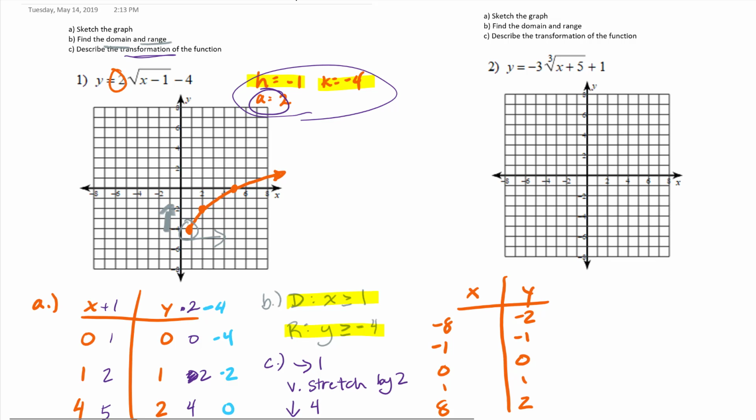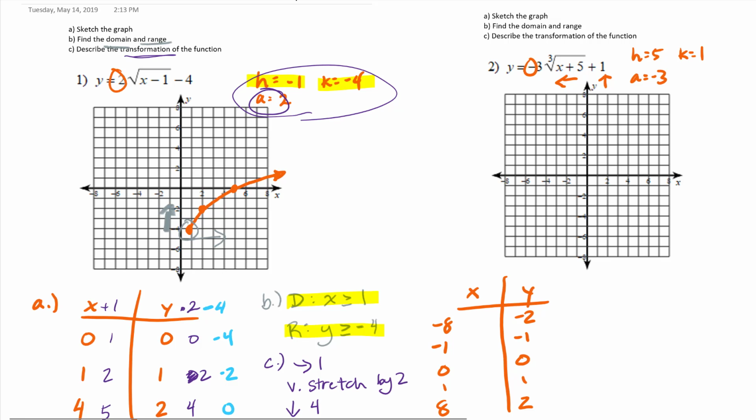Now let's go ahead and identify what each of the different transformations are. H is a +5, and we remember that that means that it's going to be going to the left. So H is 5. K is a +1, so that's like going up. And then we have the A value is a -3. So that means we do have a vertical reflection as well as a vertical stretch. So we've just described in words part C. So part C is essentially done for us just by recognizing those things.